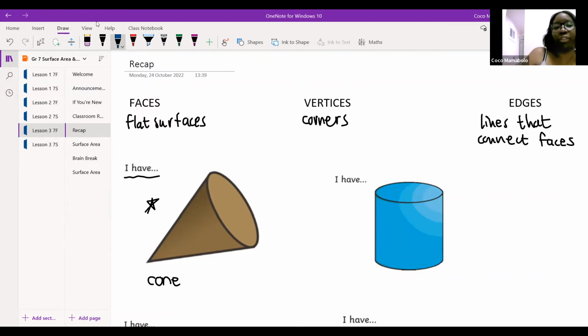Okay, let's have a look at the faces. All right, so I have one flat surface over here. And remember, guys, the thing that's going to separate my two faces on the rest of my cone is an edge.